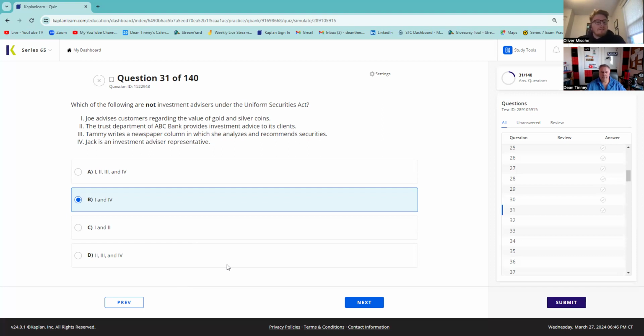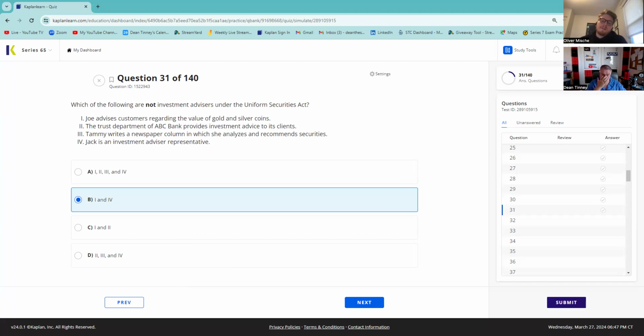The trust department of the bank is not an investment advisor. The trust department doesn't charge fees for investment advice. It manages the trust accounts. It's a carve out, a particular exclusion. Tammy writes a newspaper column. She's a journalist who writes an investment advice column. It's general circulation. So she's not an investment advisor, and you are not an investment advisor. So the answer is 1, 2, 3, and 4.